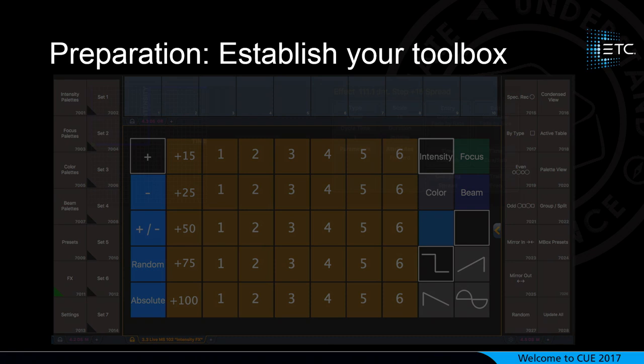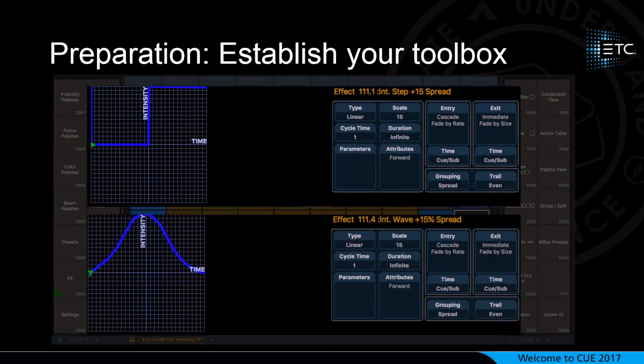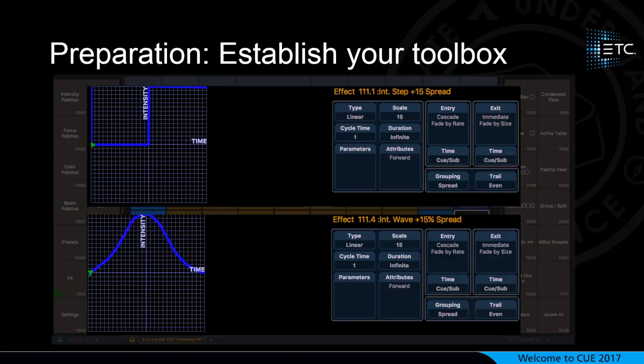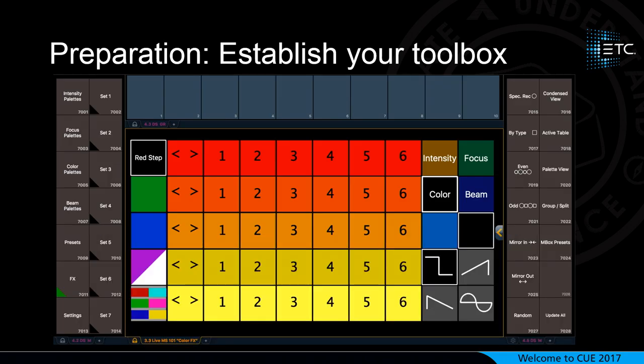All of my intensity effects are linear. So you can see here it's all drawn above the line, and the idea is four types of effects: the step effect, the wave effect, the ramp effect, and the burst effect. I use linear effects because I can also edit them on the fly from the ESD. So if I want more dramatic, I can dial that up or dial that down, where I don't always have that flexibility with absolute effects. So I like to use those types of effects for that.